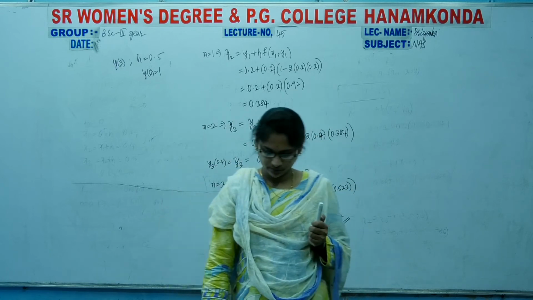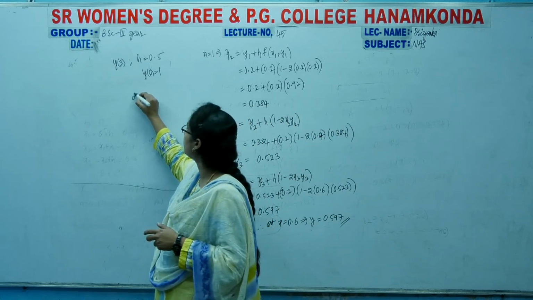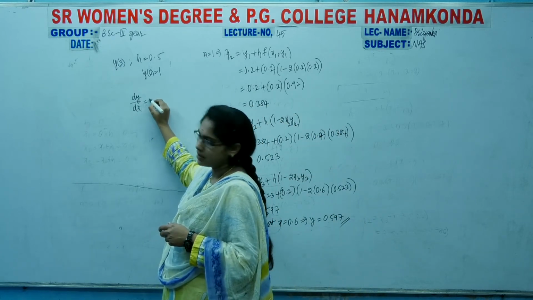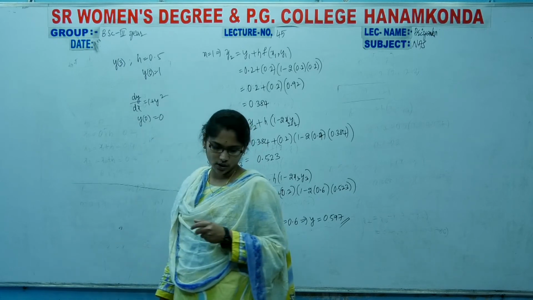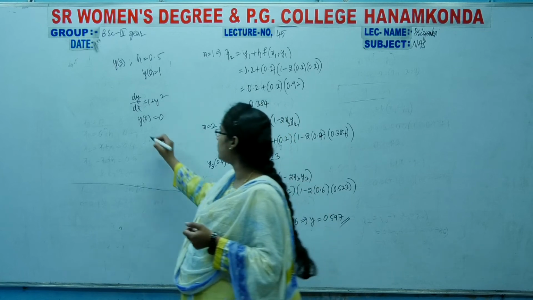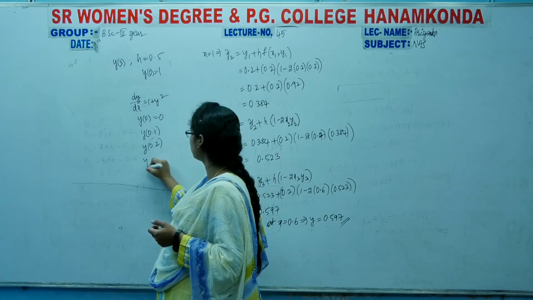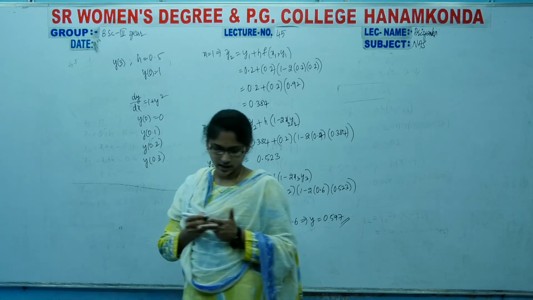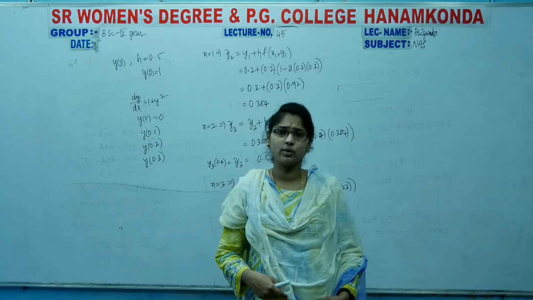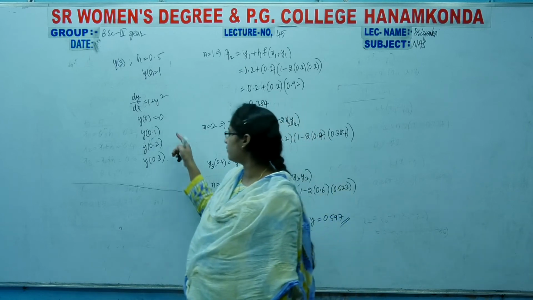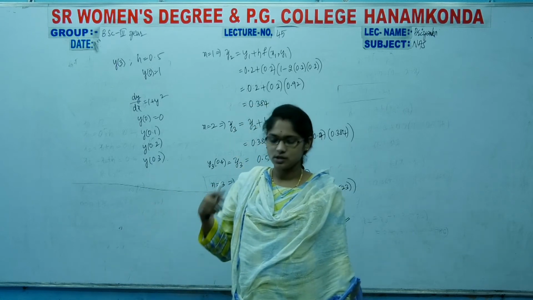Next write down, solve dy by dx equal to 1 plus y square, y of 0 is equal to 0. Compute the value of, so these 3 values you have to calculate. Now here, of course they didn't mention the h value, but if you see this one 0.1, 0.2, 0.3, so h is equal to 0.1.